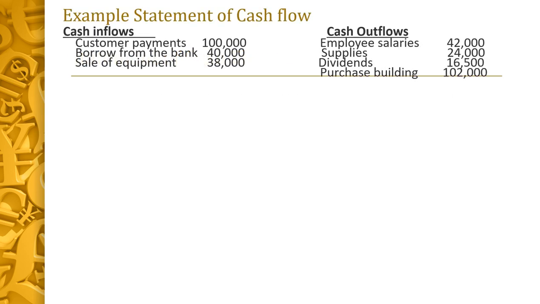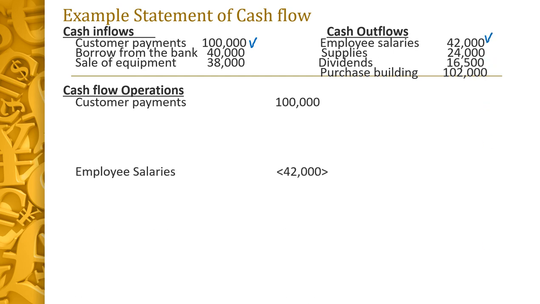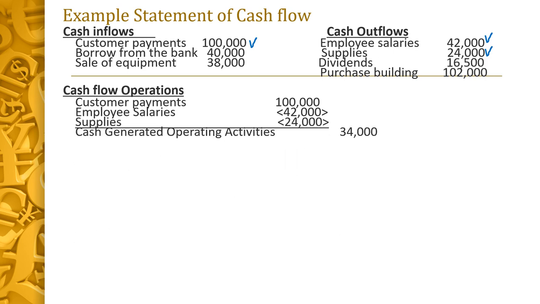So we have a company. This is their cash inflows. This is their outflows. So the first thing we're going to do is cash flow from operating activities. First of all, customer payments would be part, again, of operating activities. And also, we would include employee salaries and supplies, which would reduce the cash flow, and the customer payments would increase it. So we have generated cash from operating activity, which is where you want to generate the cash, of $34,000.